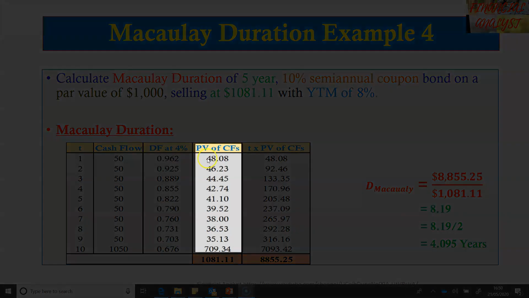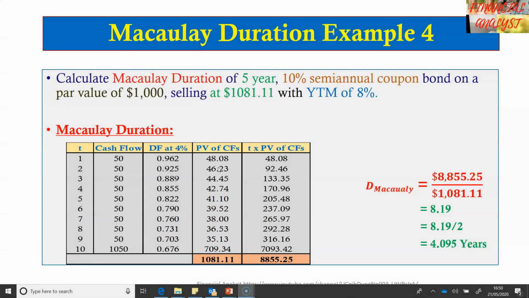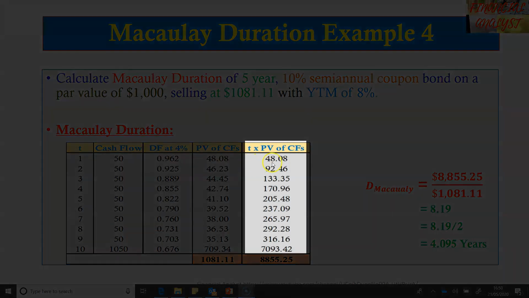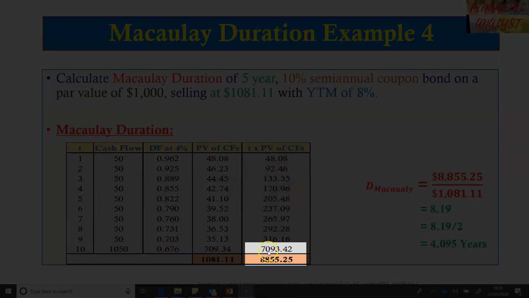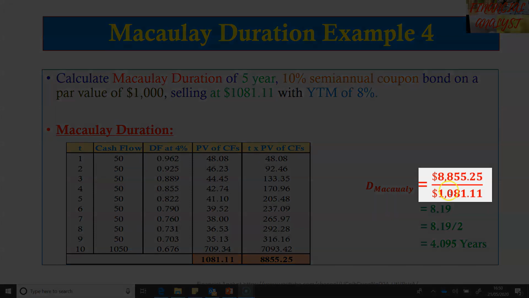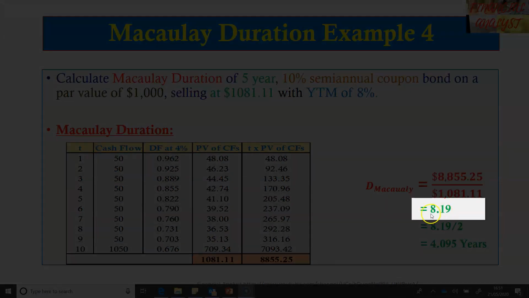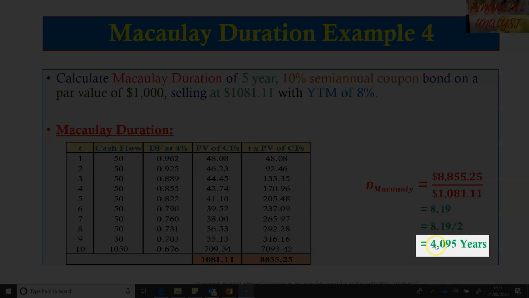We calculate the present values of the semi-annual coupon and final payment here following the same process as we did for annual coupon paying bonds, and then we calculate the time weighted present values of cash flows in each period and we sum them, and then we divide it by the price of the bond to get the duration of the bond. But this duration of the bond is in terms of periods, so it is 8.19 periods. To get it annual, we have to divide this by 2, which is 4.095 years in our case.